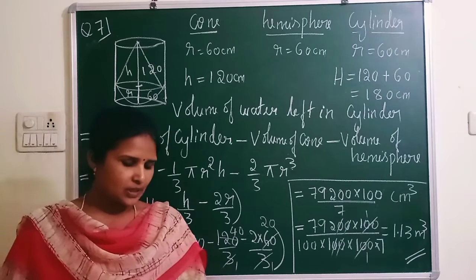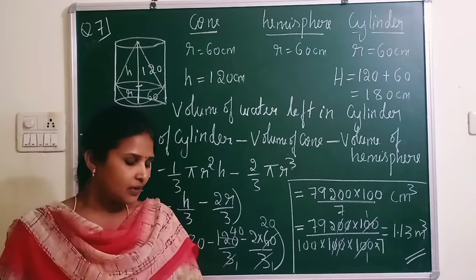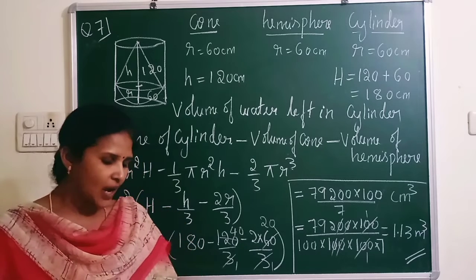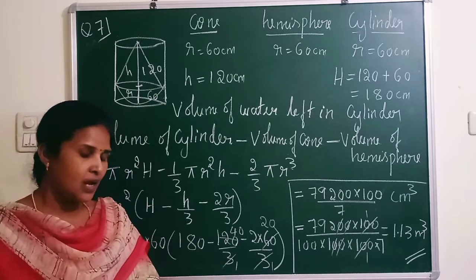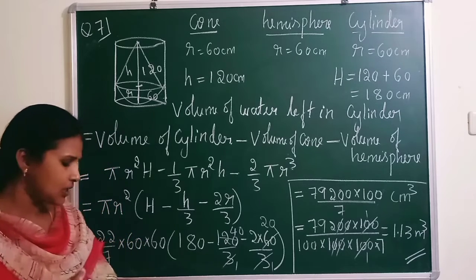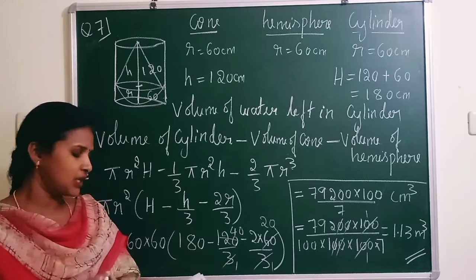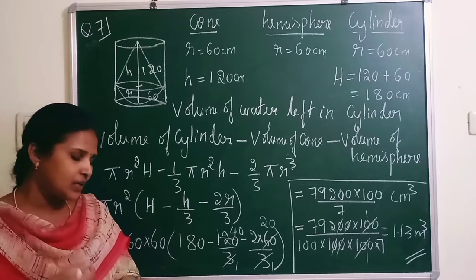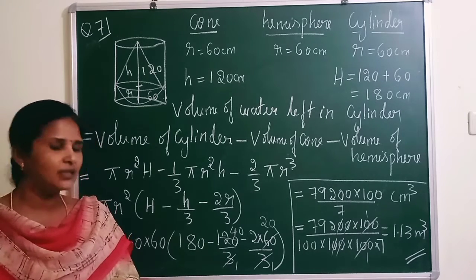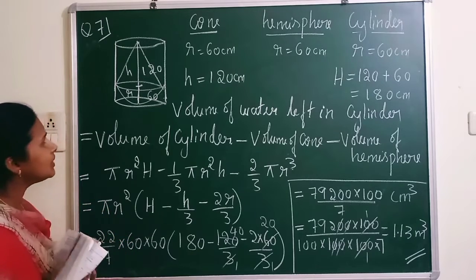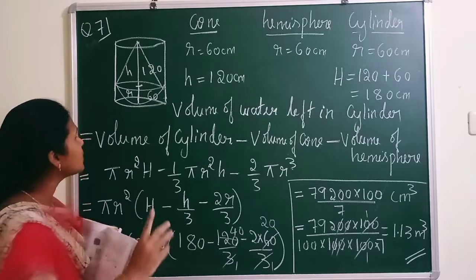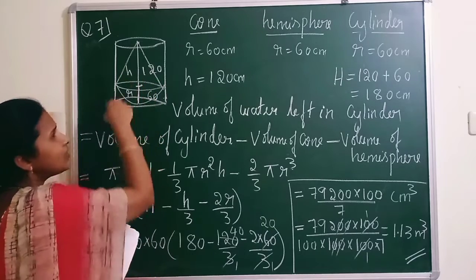The next question is question number 7. Given a solid consists of a right circular cone of height 120 cm and radius 60 cm standing on a hemisphere of radius 60 cm is placed upright in a right circular cylinder full of water such that it touches the bottom. So a little confusing question. Here you have three 3D figures: one is cone, hemisphere and cylinder.